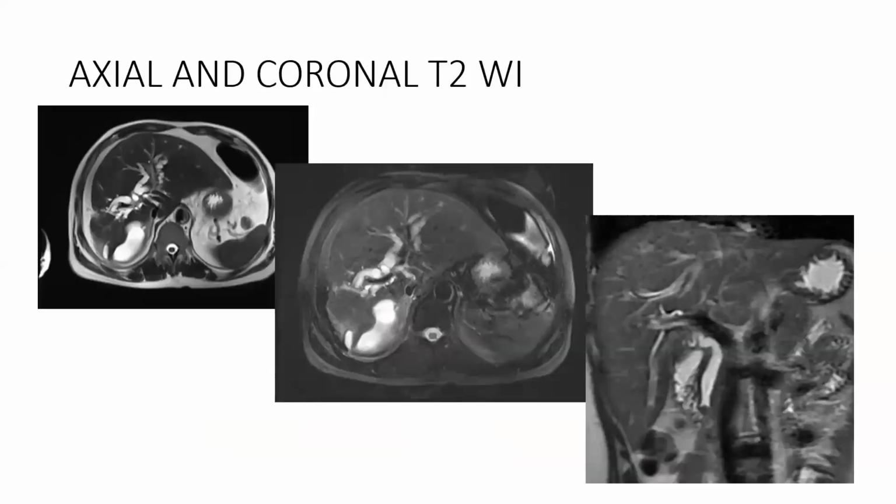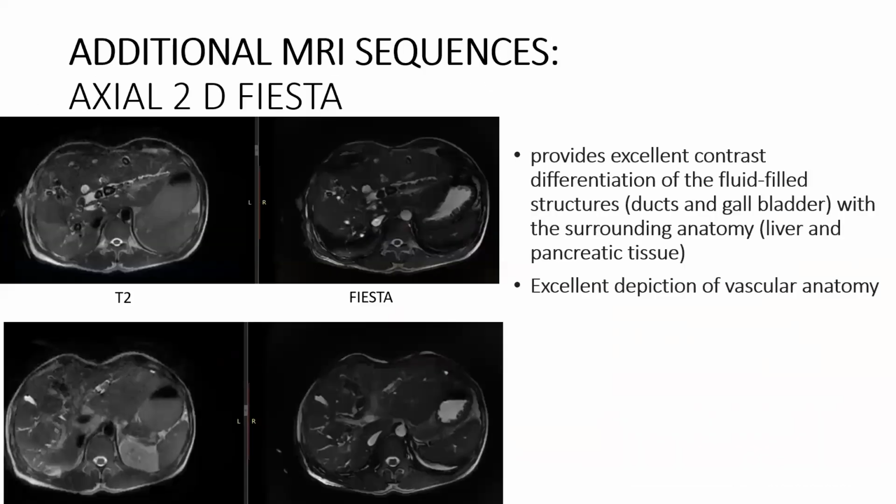The other sequences which we generally acquire are T2 weighted images in multiple planes, and sometimes we use this Fiesta image. This is on the GE machine. You can see that it provides an excellent contrast between fluid and other structures. In this image, you're not able to appreciate these calculi in the distal part of the CBD properly, but you can appreciate them better on the Fiesta sequence.